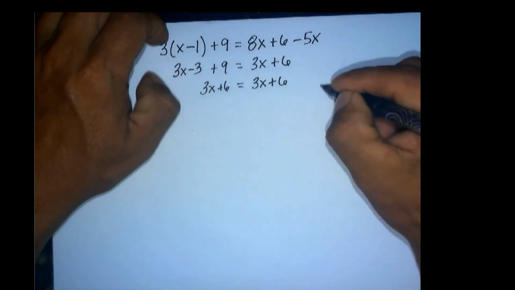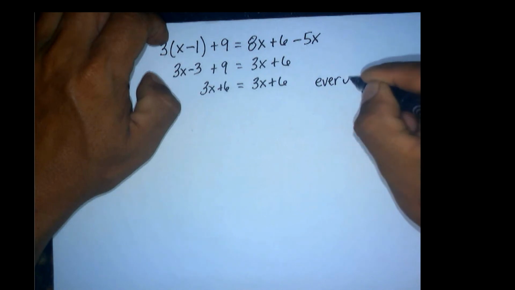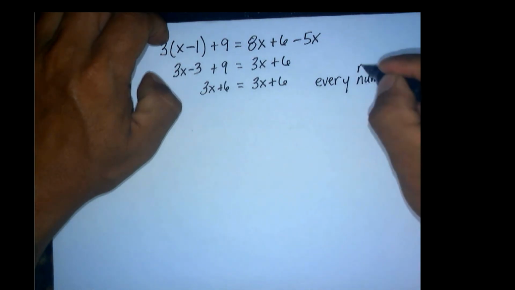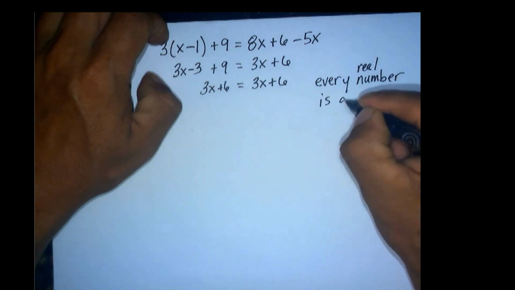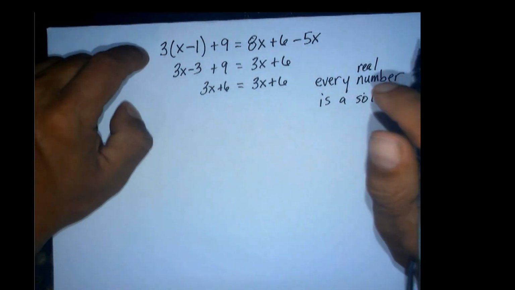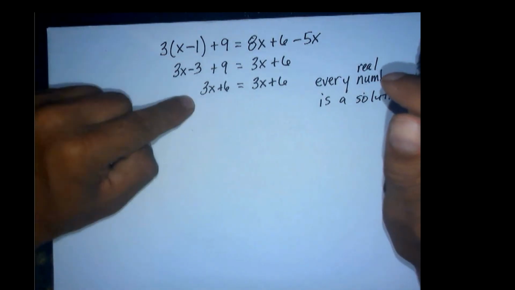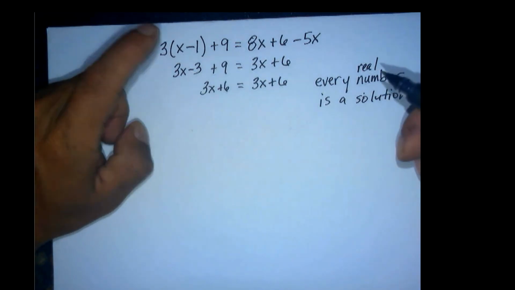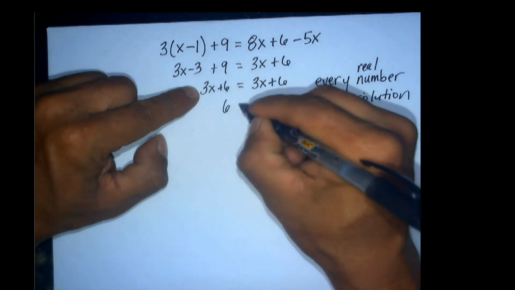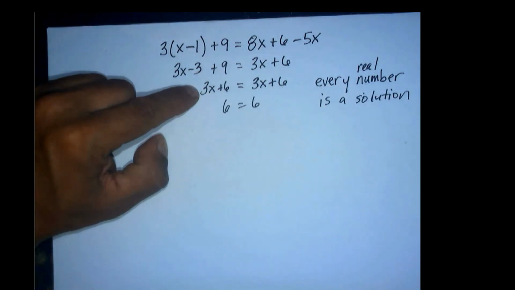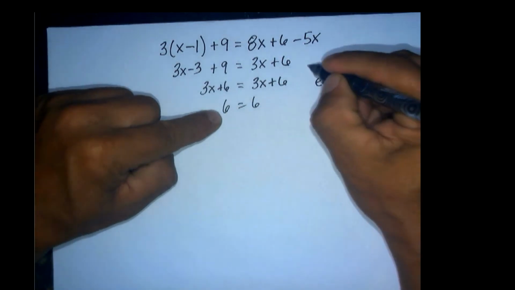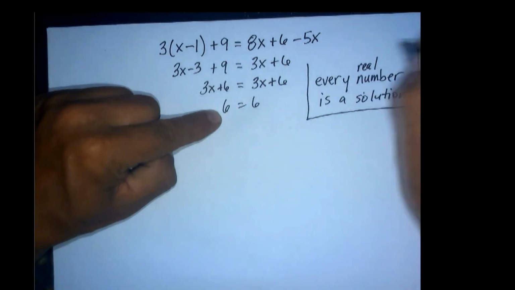That means every real number is a solution. It doesn't matter what number you plug into this. As long as it's real, there's a solution. Because even if we subtract 3x from both sides, we get 6 equals 6. And we know that's true for every real number. Every number 6 is 6. So that means every number is a solution, as long as it's real.